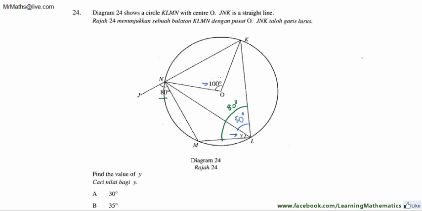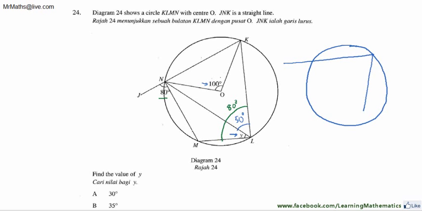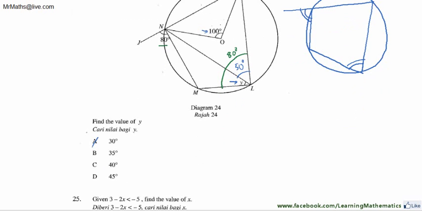Let me refresh. If you have a circle with a 4-sided polygon inside here, that angle is the same as this one. Since that angle is 80, then Y is 80 minus 50, which is 30. The answer is A. Alright, let's move on.